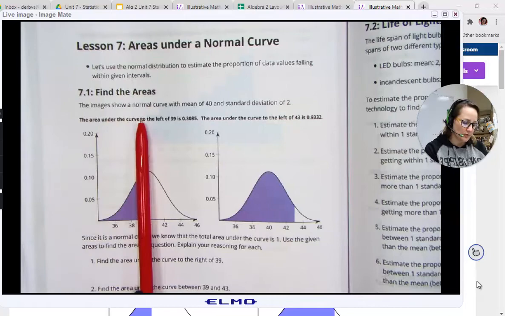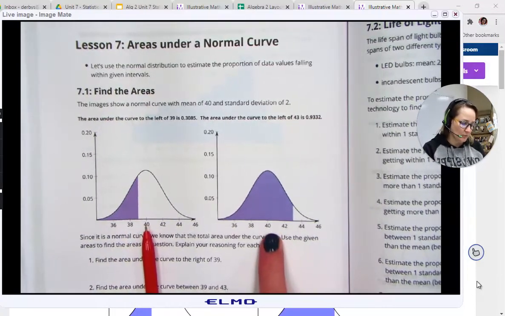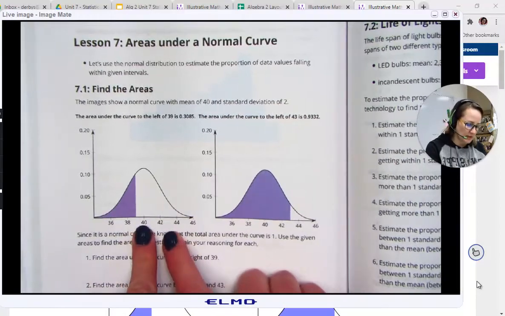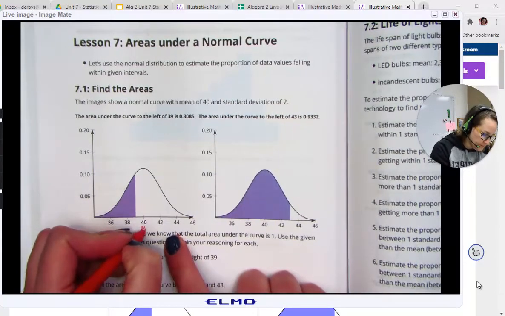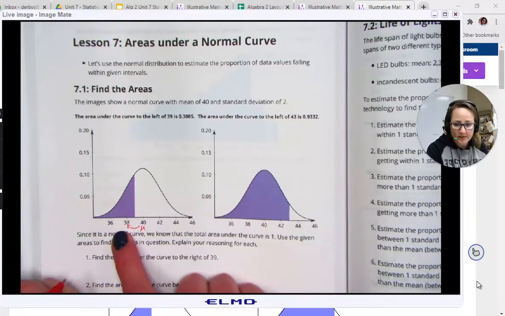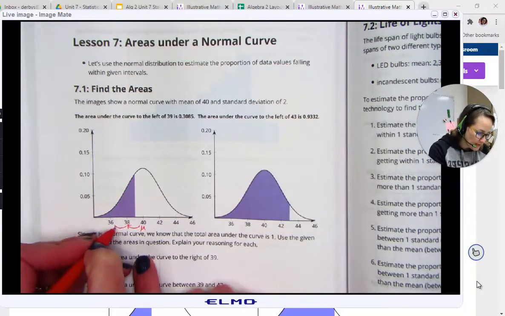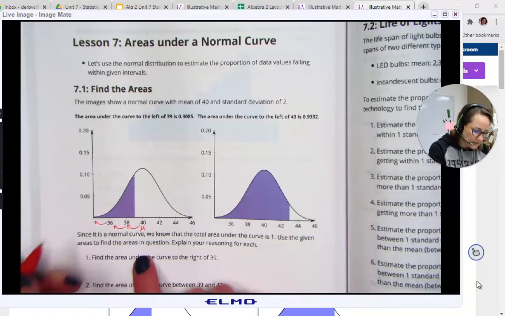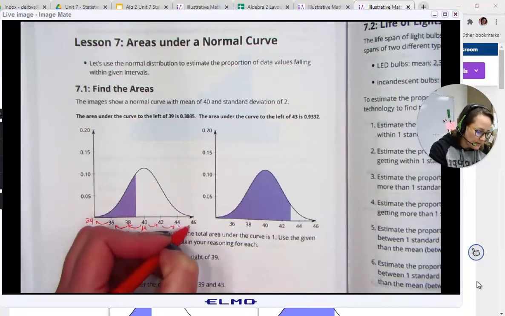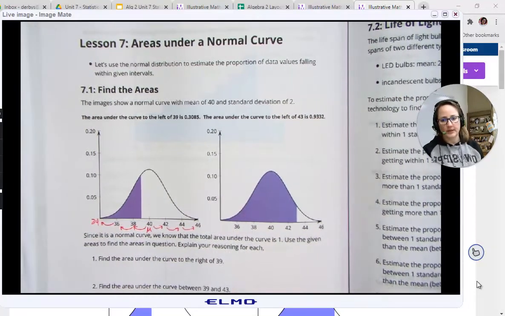Both images show a normal curve with a mean at 40 and a standard deviation of 2. So we can see that the mean is right here in the middle. And then it's got a standard deviation of 2. That means it subtracts 2, then subtracts 2, then subtracts 2. And then it adds 2, the standard deviation adds 2, right, to find it each way.